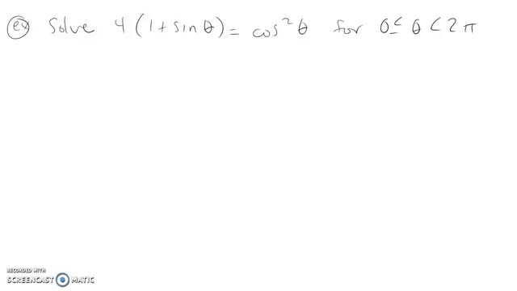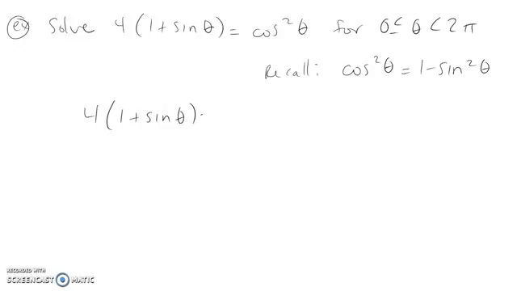Okay, I lied. I'm going to do one more. Let's solve 4 times 1 plus sine theta equals cosine squared theta for theta between 0 and 2 pi. Now notice what we've got here. We have sine theta and we have cosine theta. So I'm not going to be able to isolate one of those or even write this as a quadratic because they're not the same. But let's recall one of our Pythagorean identities, that cosine squared theta equals 1 minus sine squared theta, right? So I'm going to replace cosine squared with 1 minus sine squared. So we're going to say 4 times 1 plus sine theta equals 1 minus sine squared theta.